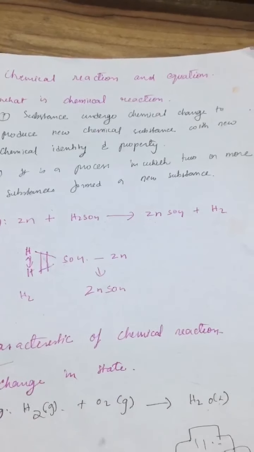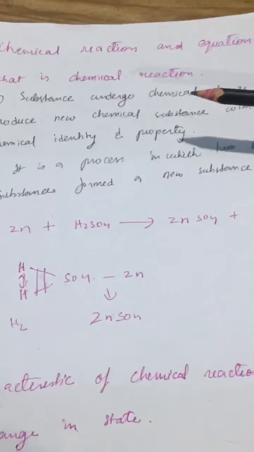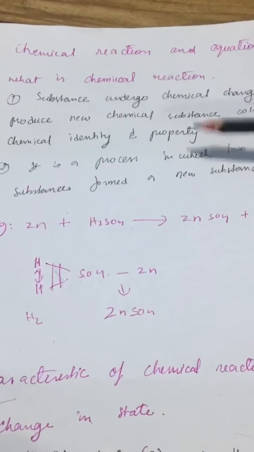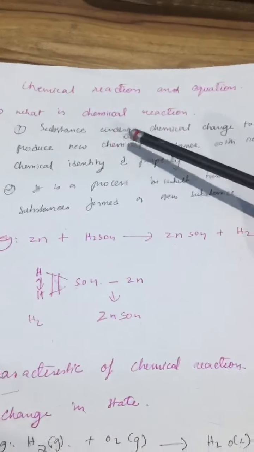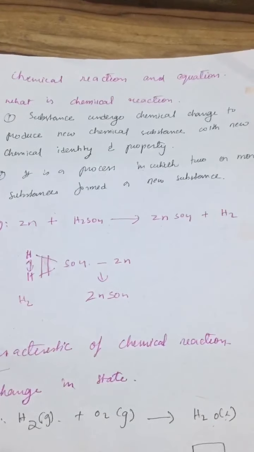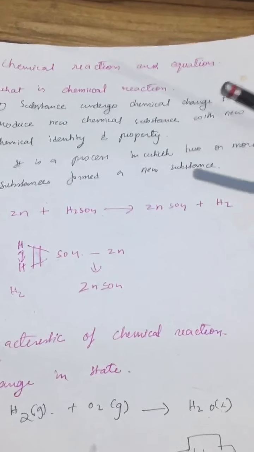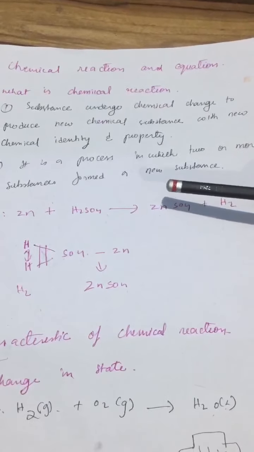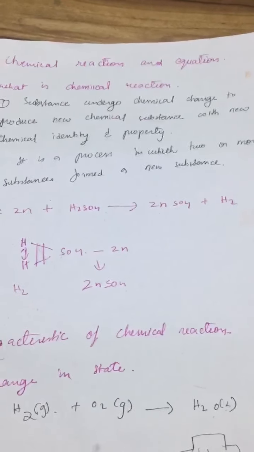So what is a chemical reaction? Before I explain, let's see a few definitions. There are two definitions here. The first one is: substances undergo chemical change to produce a new chemical substance with a new chemical identity and property. The other definition is: it is a process in which two or more substances form a new substance.